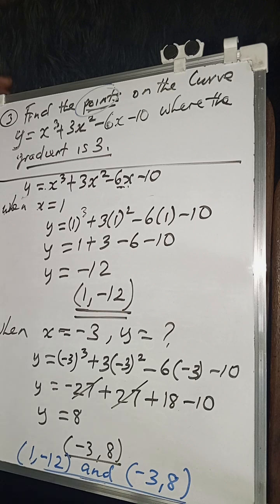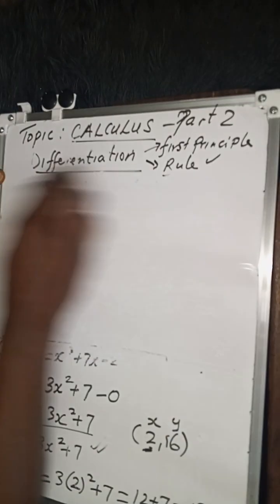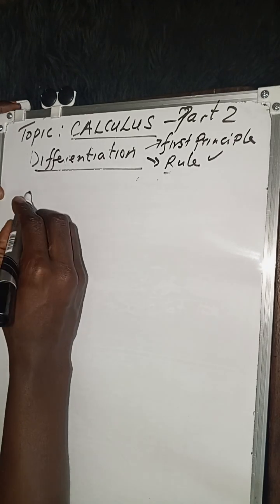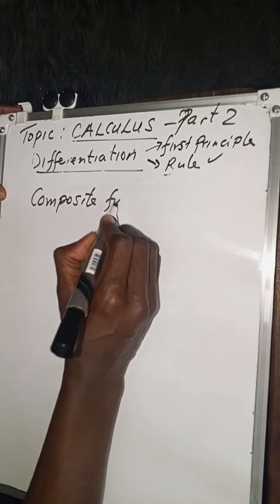Now remember, I told you that I'm going to teach you about a bit of composite functions. So let me just give you a rule for composite functions, because you're also going to be using it later on in your paper too. So the word composite, I can simply talk about composite functions.